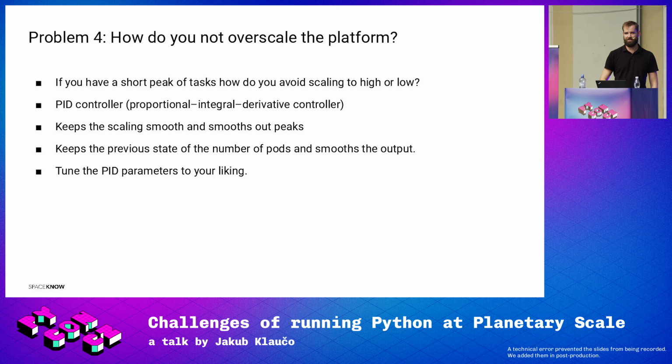What we did at the beginning, and we still do, is we have a custom class as a PID controller that is scaling our platform up and down. So it keeps the previous state, so how many pods we had before, how many tasks we have in the queue, and tries to smooth out these kinds of bumps. And then we can tune the controller or the class to make the scaling as fast as possible without going too high, or too fast or too slow. So this is also, I think, worth another whole presentation.